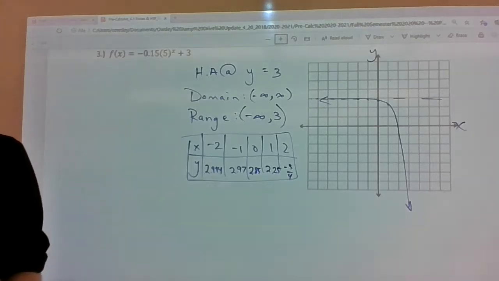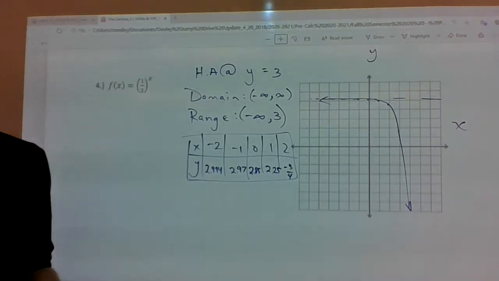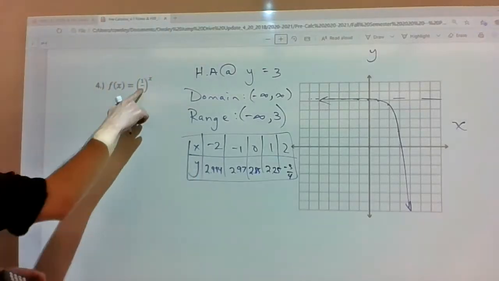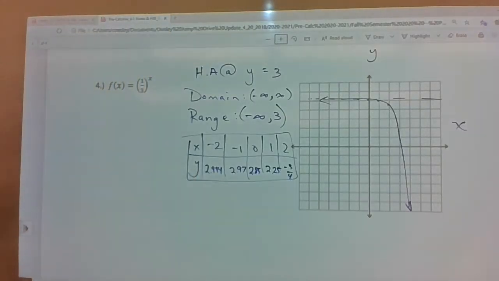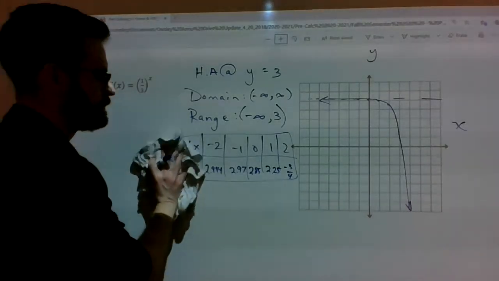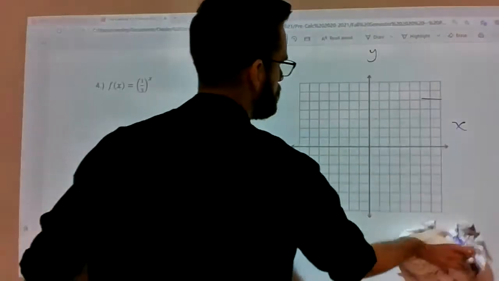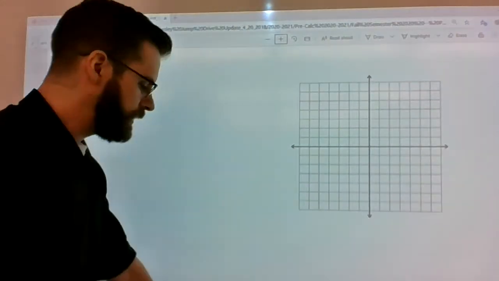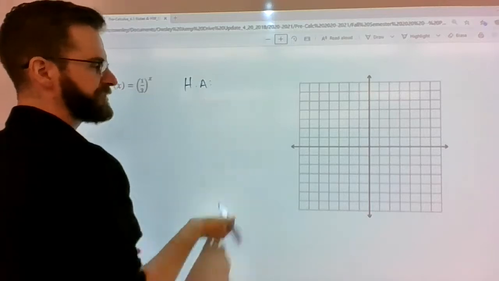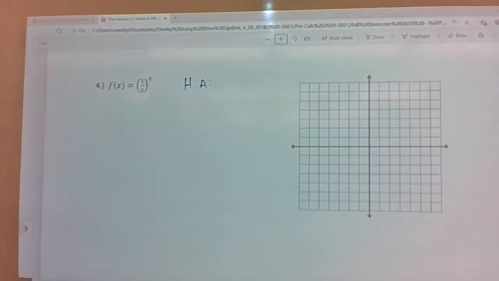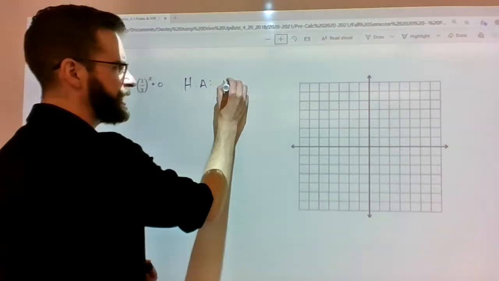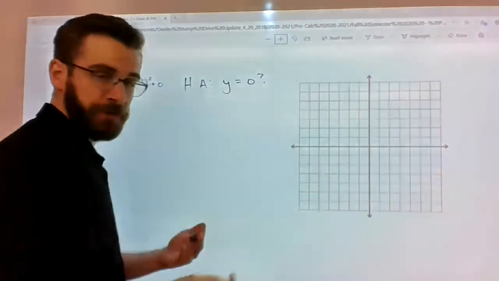All right, guys. I think you get the idea. I just wanted to highlight one more situation, one in which the base was a fraction. So the question becomes, is the fraction going to mess with our horizontal asymptote? It seems like there's nothing added to or subtracted from here. So our question is, is y still going to equal 0?